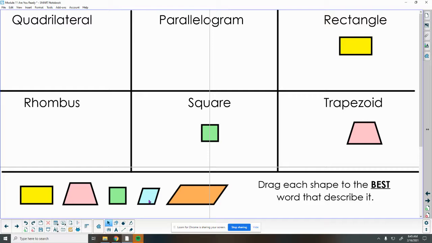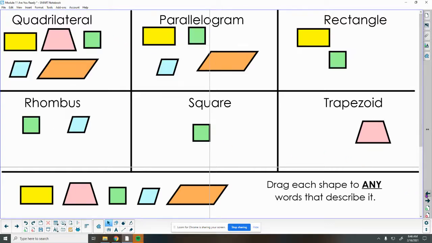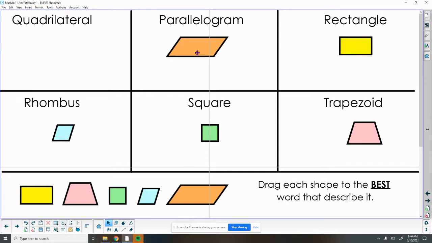Okay, let's come to our blue one. So here we have 4 equal sides. Opposites are parallel, but it does not have right angles, so it's not a square. It's a rhombus. So this one here has opposite sides parallel, and it does not have equal sides, and it does not have 4 right angles. So the best name for this one is a parallelogram. So notice, these were all quadrilaterals when we come back here, but that's not their best name. They each just have one specific best name, but they can be known as other things.